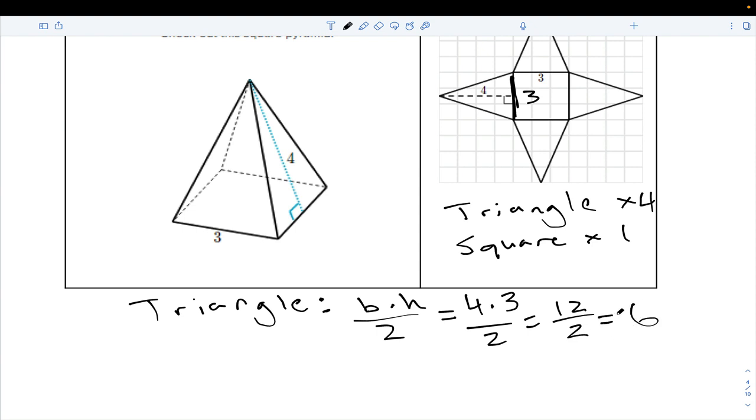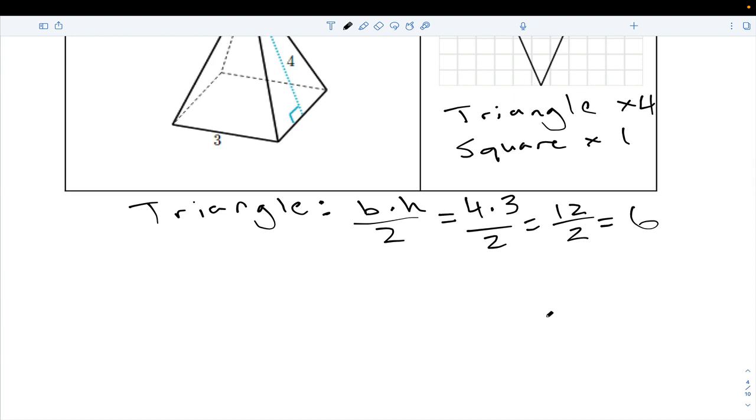What do I do with the number 6 from here, Kiana? How many different triangles were there? Or how many total triangles? 4. There's 4. So take the 6, multiply it by 4, and box 24 units squared.